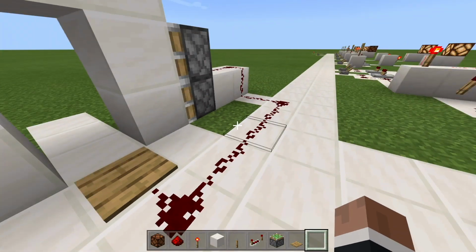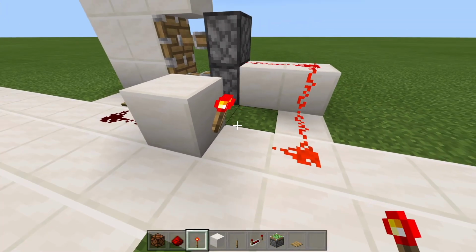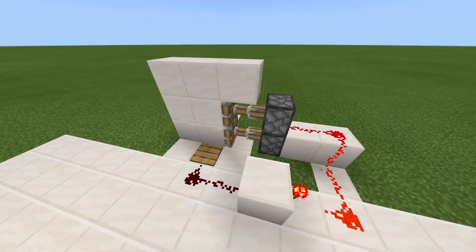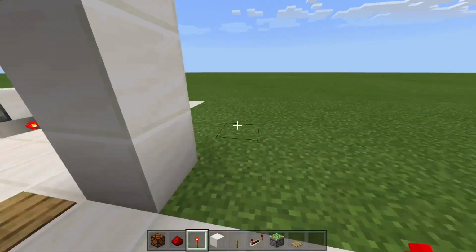So what we can do instead to combat this problem is build a NOT gate. So building a simple NOT gate like this means that the door is now automatically closed, and when we try to step on the pressure plate, the door will open and let us through.